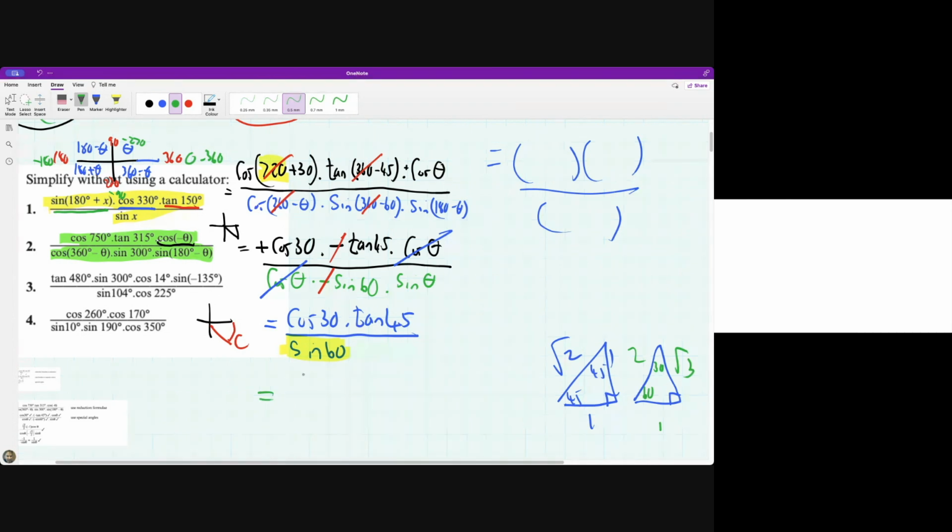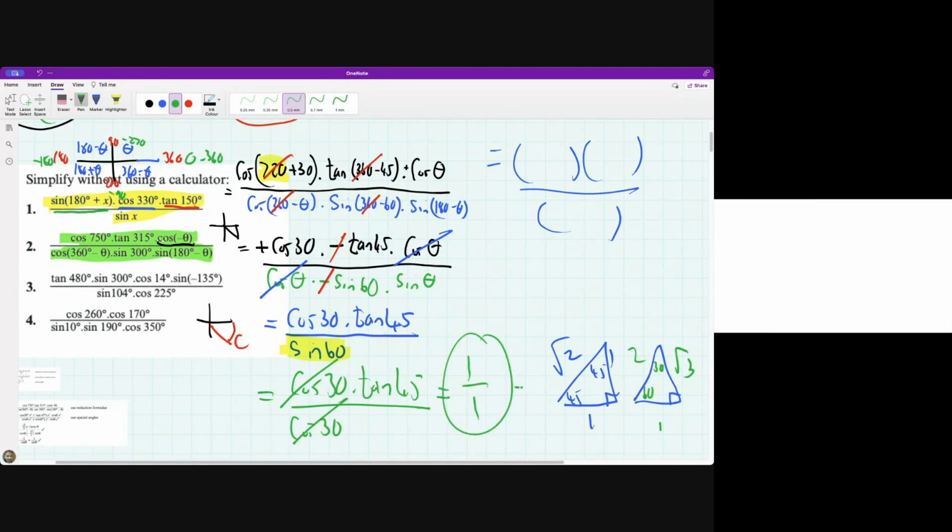But the other thing to realize is that, in fact, the sine of 60 is the same as the cos of 30, which means I can cancel those out. So now I have the tan of 45, and that's just 1 over 1, which is 1.